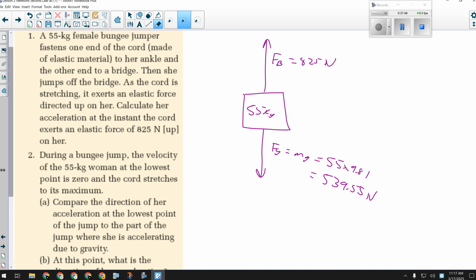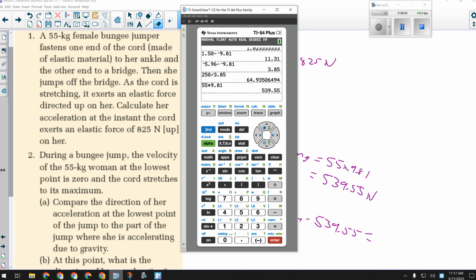So we've got a force up, force down. We can calculate the net force here. Pretty simple question, really. We'll have our 825 newtons up plus negative 539.55 newtons down. So we subtract those two for our vector sum of all forces, 825 minus that number. So the net force is 285.45 newtons up. We want the acceleration, so we divide that by the jumper's mass, 55. So the upward acceleration is 5.19 meters per second squared up.